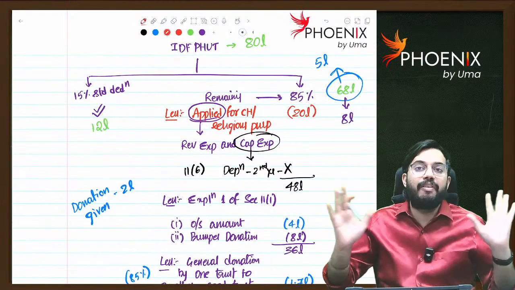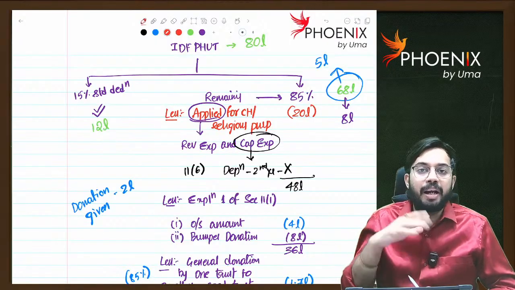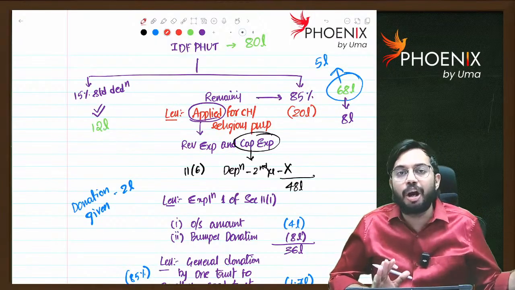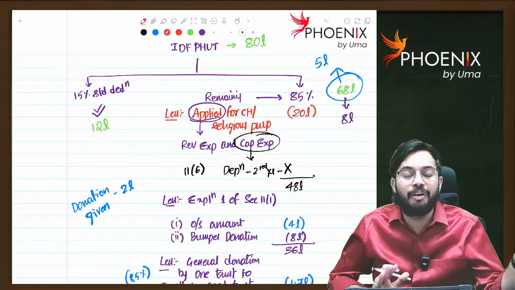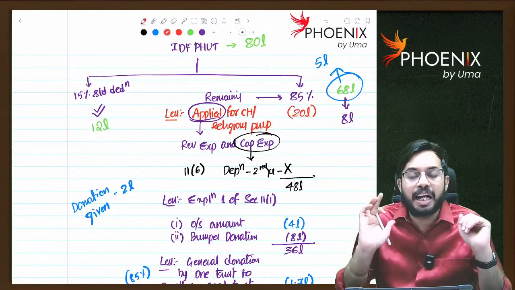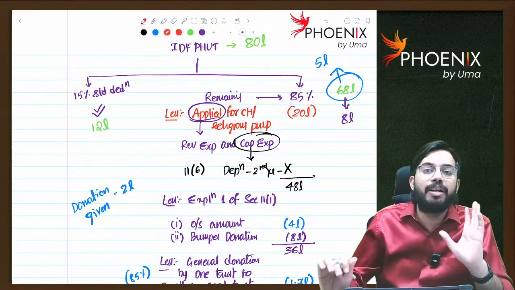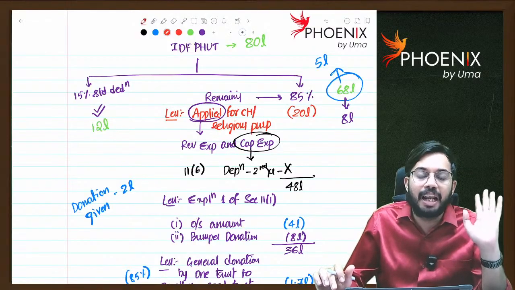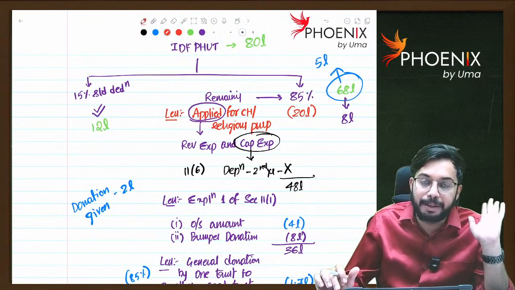So quickly I will revise. Whatever the income derived from property held under trust is there, 15% is not taxable. Standard deduction is allowed. We will set aside. Out of the balance 85%, whatever the amount applied for charitable or religious purpose is there, it is allowed, whether it is revenue expenditure or capital expenditure. Next.